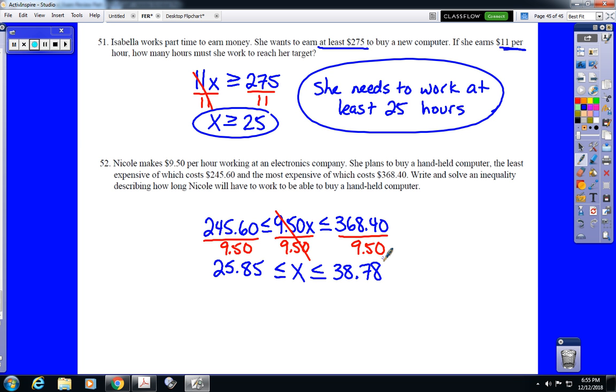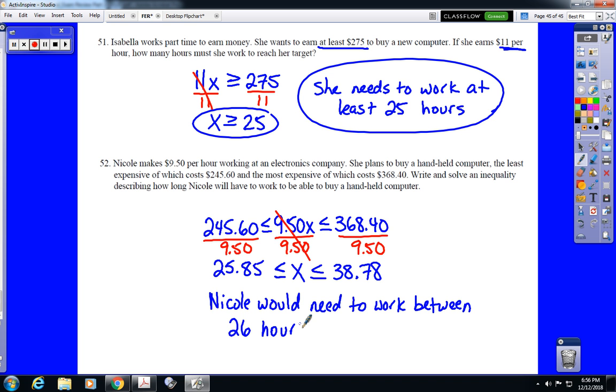So it says, write and solve an inequality describing how long Nicole will have to work to be able to buy a handheld computer. We would say Nicole would need to work between, and remember that most jobs don't pay partial hours, 26 hours, because I would round that 25.85 up, and 39 hours, because I would round the 38.78 up to afford the computer.